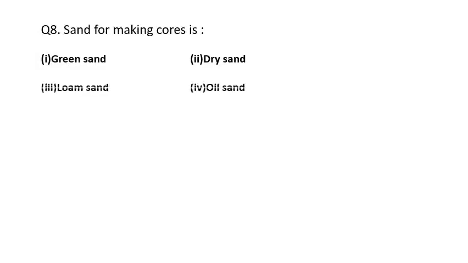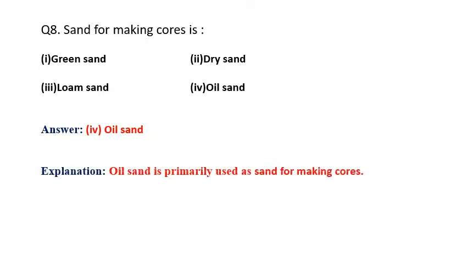Sand for making cores is option 1 green sand, option 2 dry sand, option 3 loam sand, and option 4 oil sand. The correct answer is option 4, oil sand. Oil sand is primarily used as a sand for making cores.